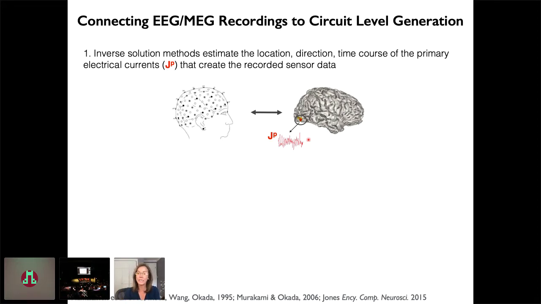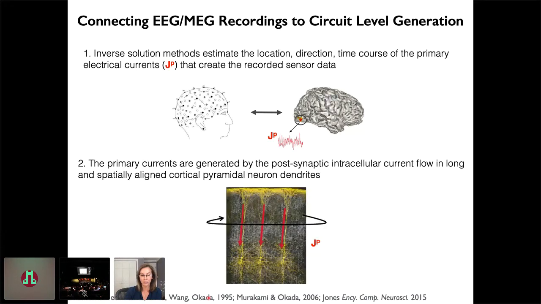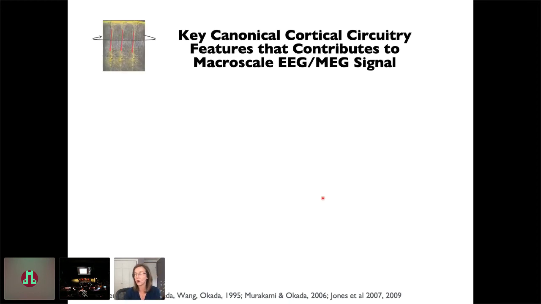From there, we need to connect the primary currents to their biophysical origin. These primary currents are known to be generated by the postsynaptic intracellular current flow in these long and spatially extended cortical pyramidal neuron dendrites. Essentially, the orientation and alignment of these long dendrites in the cortex creates a large electrical current that we can record outside of the head with either MEG or EEG. And so, knowing that this is where the signal comes from, there are some key canonical features of cortical circuitry to include in the model to connect it to the cell and circuit level detail.